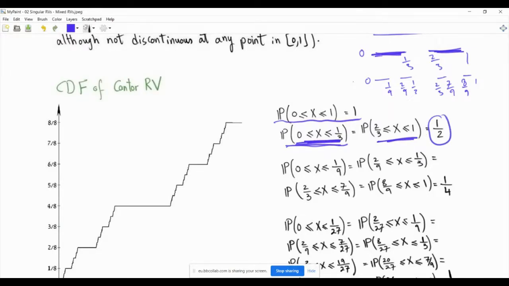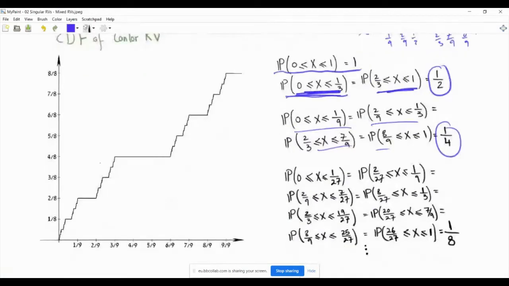And you keep doing this. At the next step, there are parts that are removed, so we are sure that there are no Cantor numbers there. The probability of getting something there is 0. Then you are left with 4 segments, and you assign a probability of 1/4 to each one of them, and so on and so forth. Then you get this strange CDF. For example, the probability that x is between 0 and 1/9 is 1/8 on the CDF, and if you go here, you will find that this is 1/4. So this is the CDF.